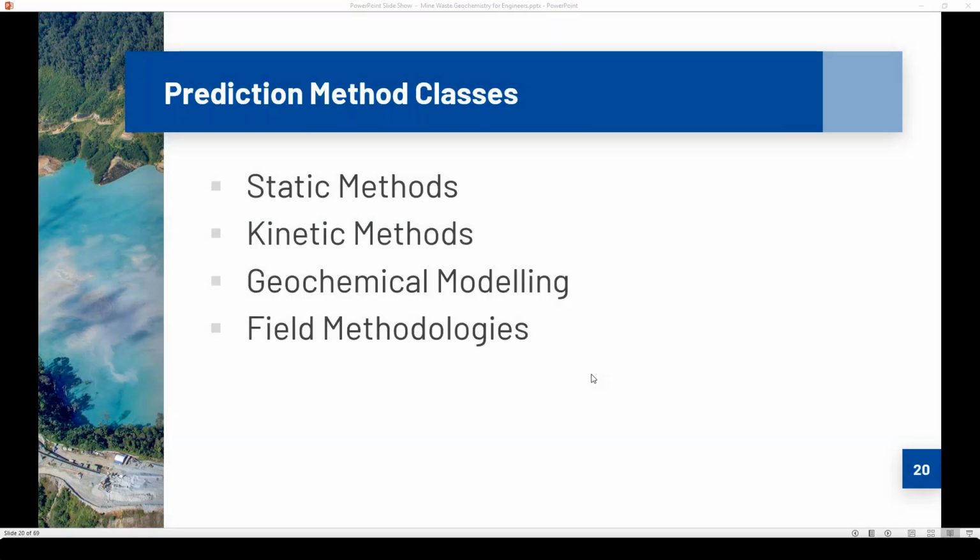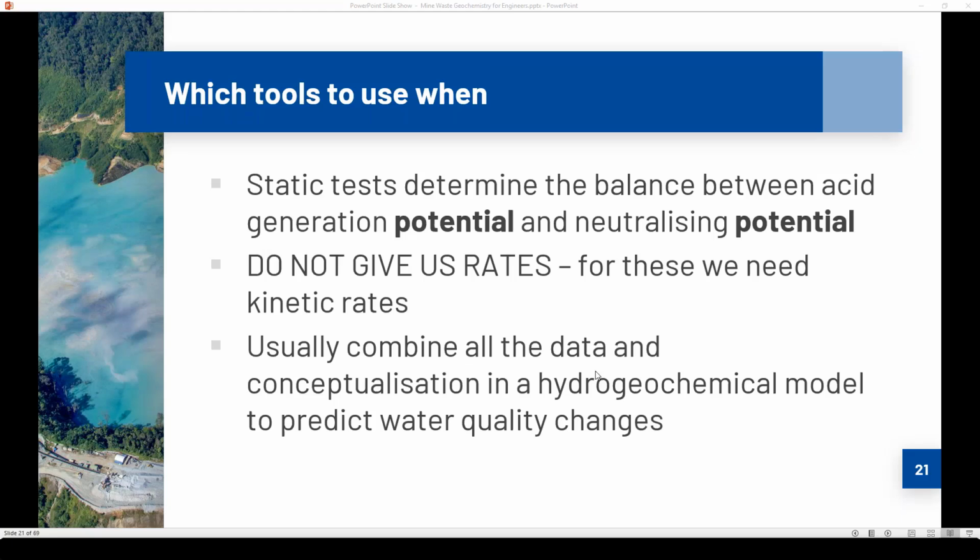So there are four very broad classes of prediction tools: static methods, kinetic methods, geochemical modeling, and methods that we can use in the field. And I'm just going to touch on those very briefly over the next few slides. As non-geochemists, the important thing to understand is which tools to use when.